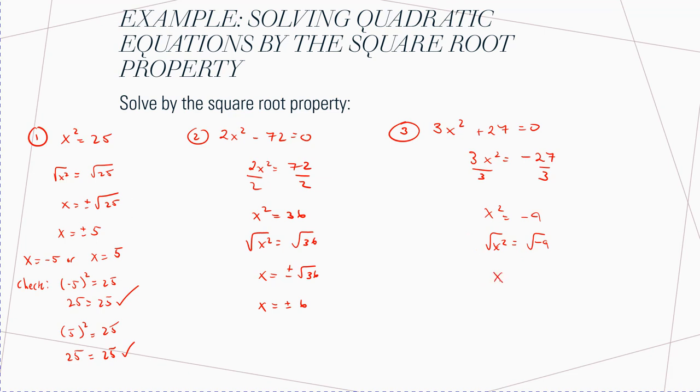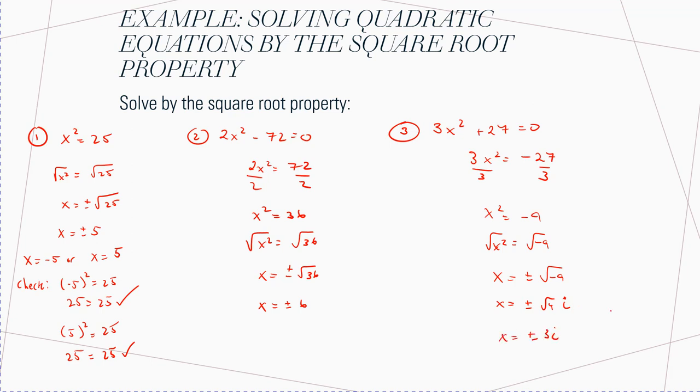Well, look here. So x is going to be equal to plus or minus the square root of negative 9. All right, well, we've covered this in complex numbers. So what this means is we have a non-real solution. So the negative is going to come out as the imaginary unit. So it's going to come out as i, and the square root of 9 is 3.